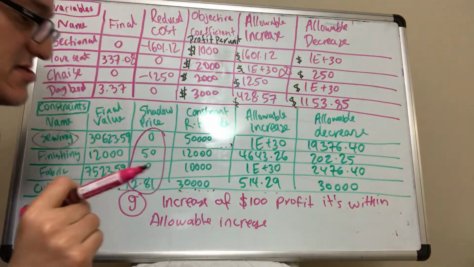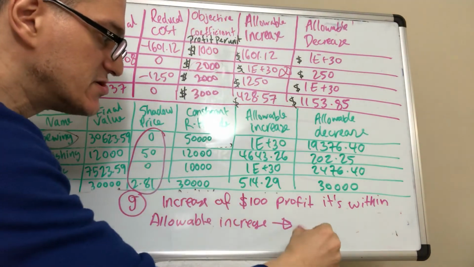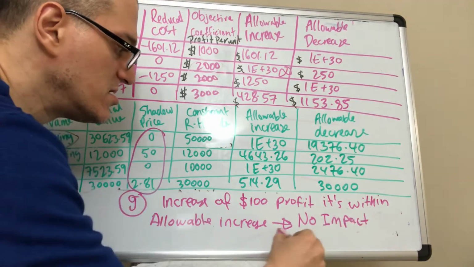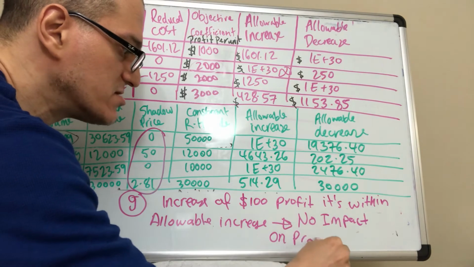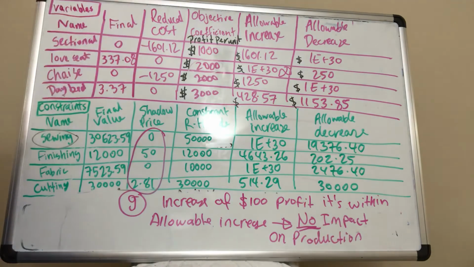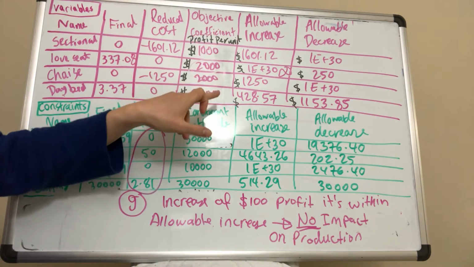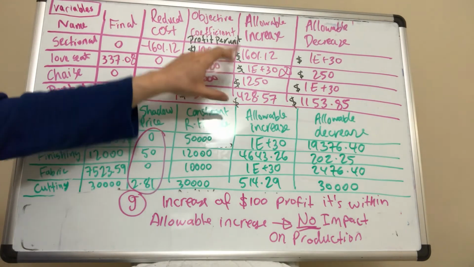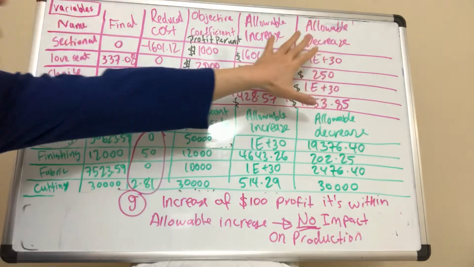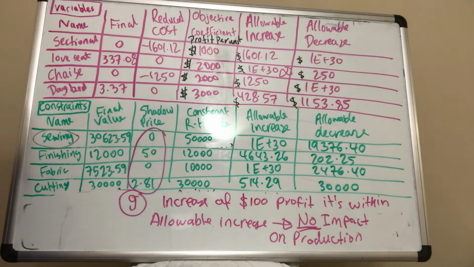Now listen carefully. If the change here is within the limits, there is no impact on production. So again, for the variables, when they tell you you increase 100, you increase 200, you lose 100, you lose 200, if that is within limits, anytime you're within your allowable increase, allowable decrease, then there is no impact here. Good.